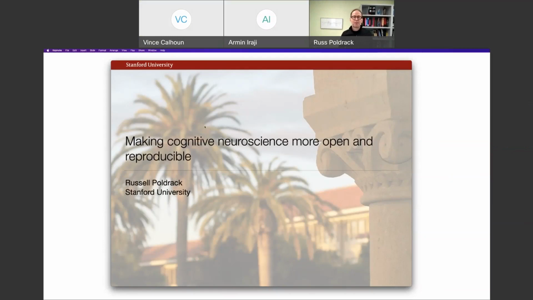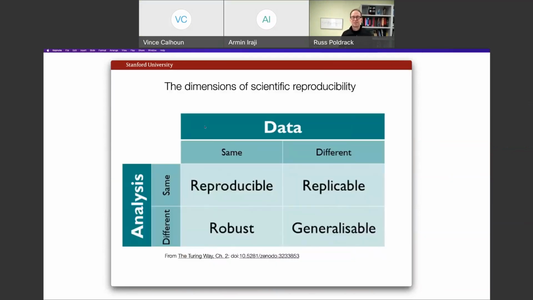I want to talk about open and reproducible science, and I want to start by asking, what do we mean by, in particular, reproducibility? I think most of us know what we mean by open. This is a nice slide from the Turing Way, which is a great resource for reproducible science, that highlights different ways to think about reproducibility, which have to do with whether you are talking about the same data or different data, and the same analysis versus a different analysis. There are various versions of this. I'm going to stick with this particular terminology today.